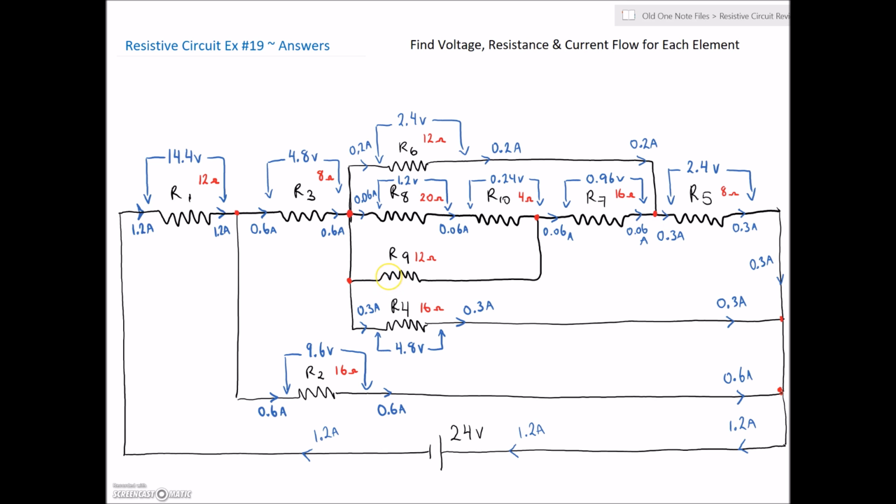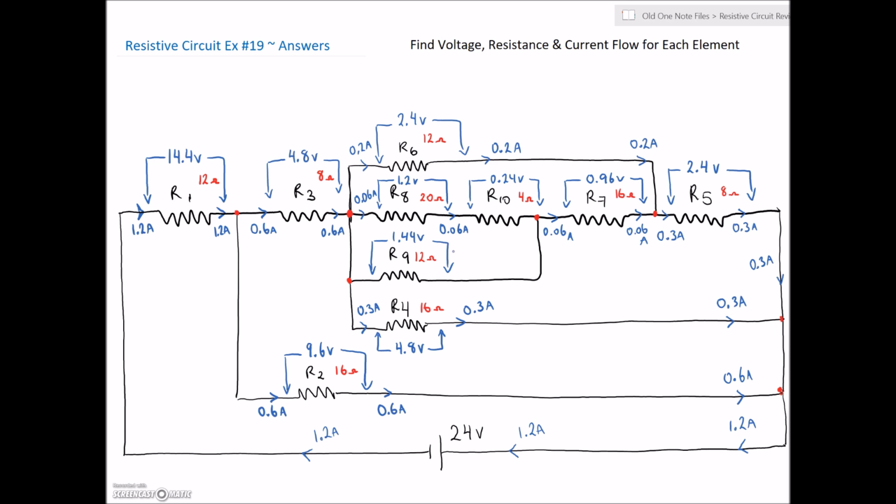Last one here, we need R9. So let's see. We can see that R9 is right across R8 and R10. R8 and R10 have a voltage of 1.2 and 0.24. And if we add those guys up, the remaining voltage is going to be 1.44 volts across R9. Very nice.